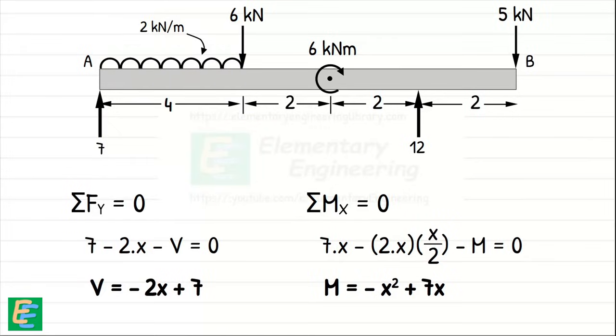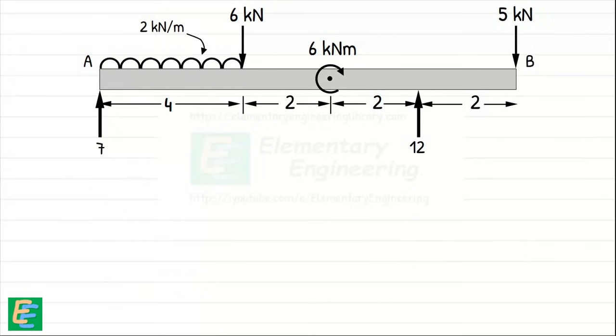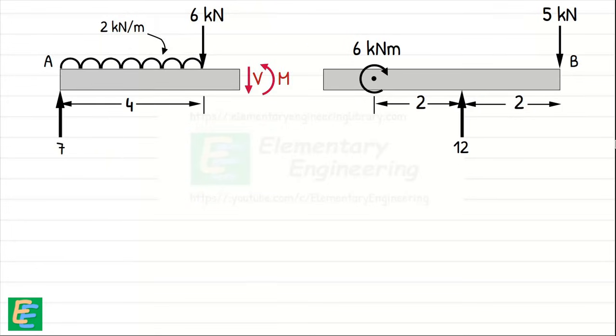Now let's move on to make another cut. At x equal to 4 meters, a point load of 6 kilonewton acts. We have already made a cut before this load, which happened to be inside the UDL. Now let's make another cut just after the load. At such a point, the shear force changes suddenly, which expresses itself as a jump in the shear force diagram. The magnitude of the jump is equal to the magnitude of the point load.